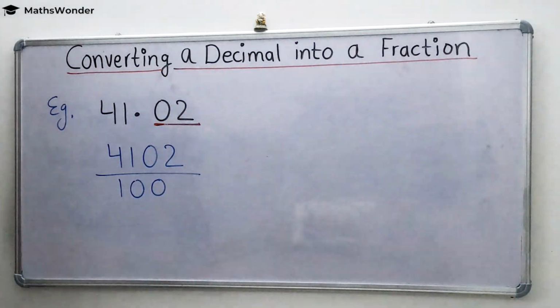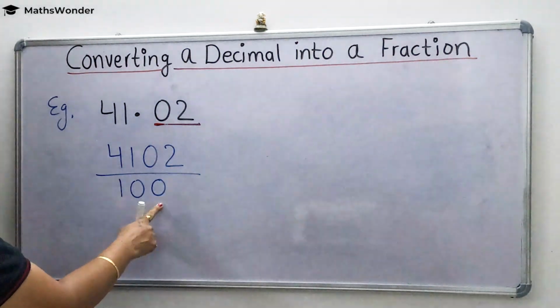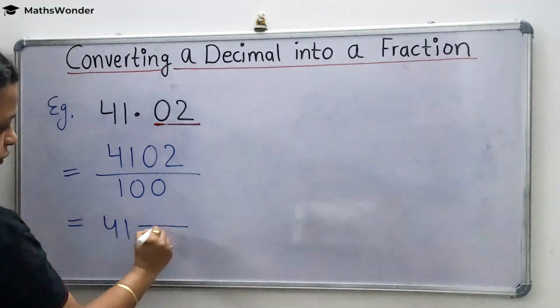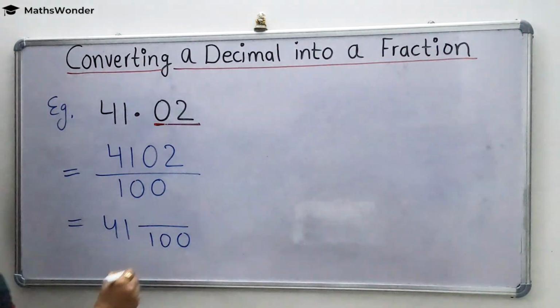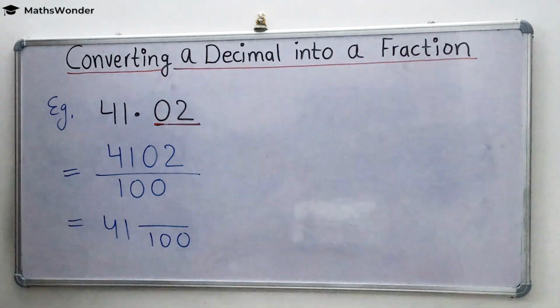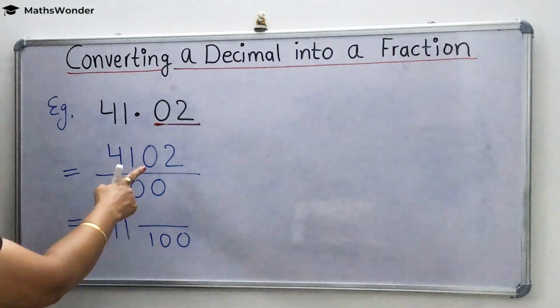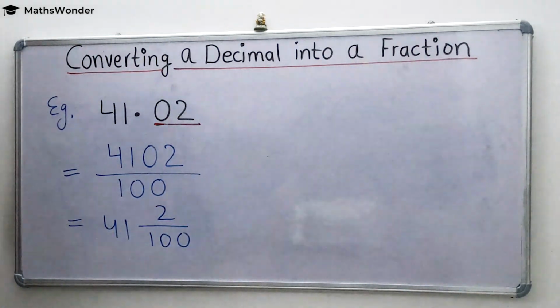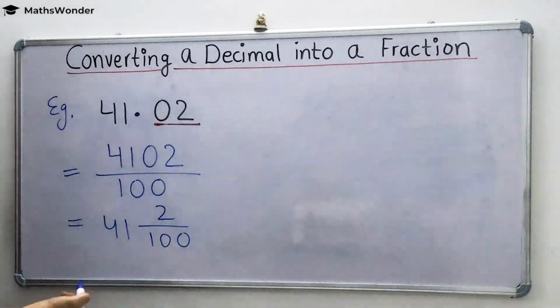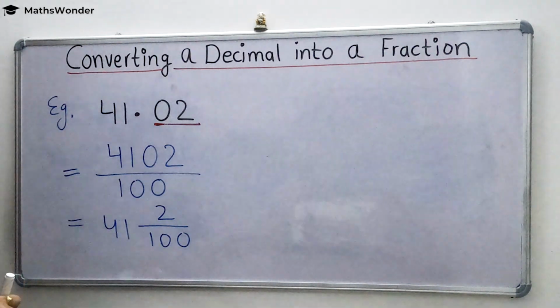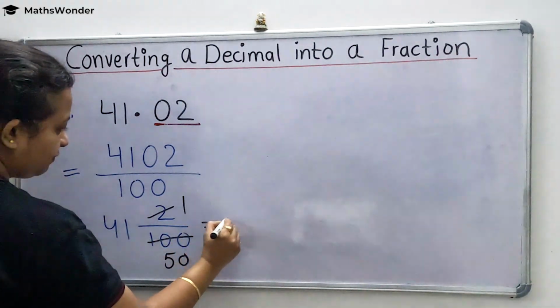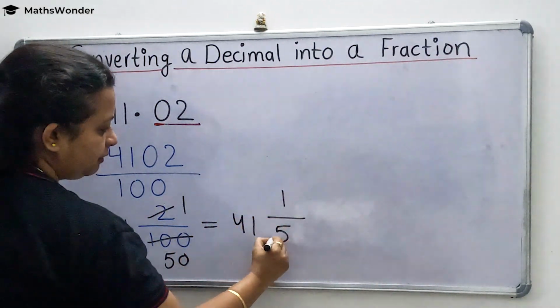Now reduce the fraction to its simplest form. You can do it directly. Here, 41 you can write as the whole number, with 2 over 100 as the fraction, because the denominator always stays the same when you convert improper into mixed. And 0.02 you can write as 2 only, because 0.02 is 2 over 100. Then try to simplify here. 2 times 1 is 2, 2 times 50 is 100. So the final answer is 41 1 over 50.